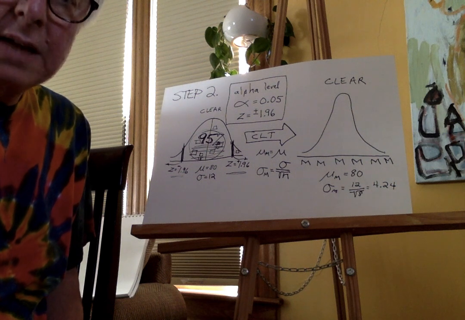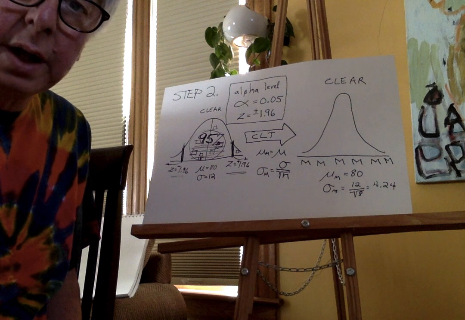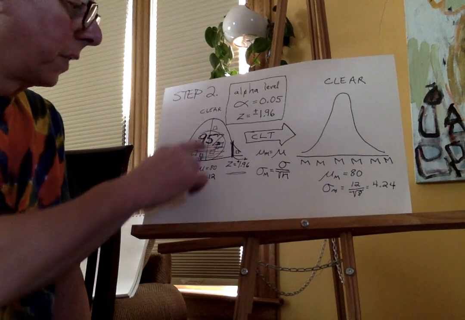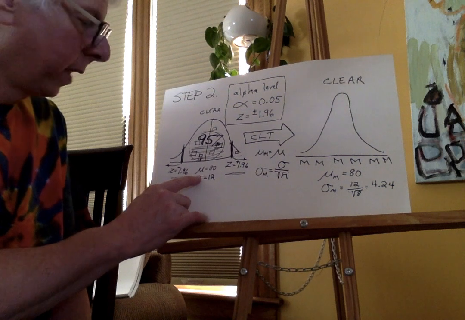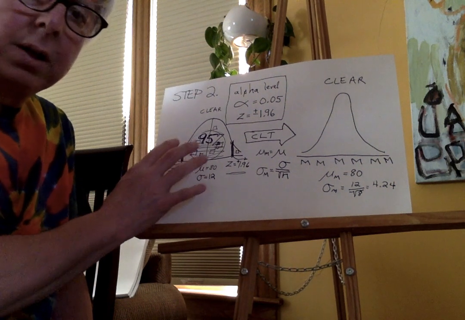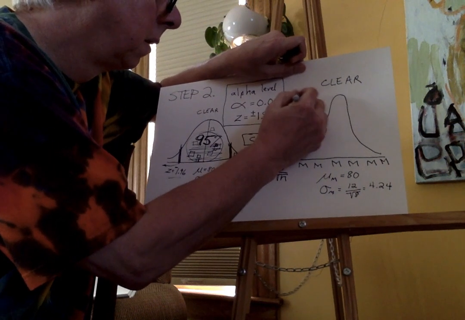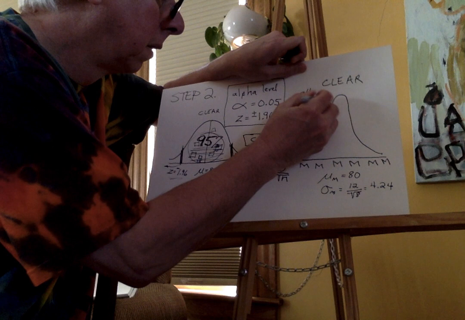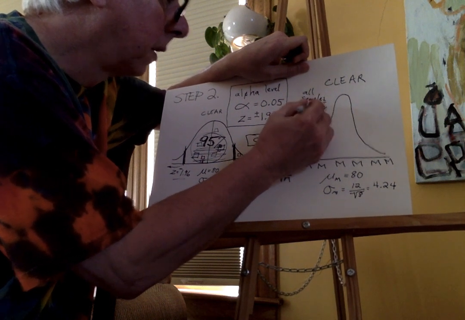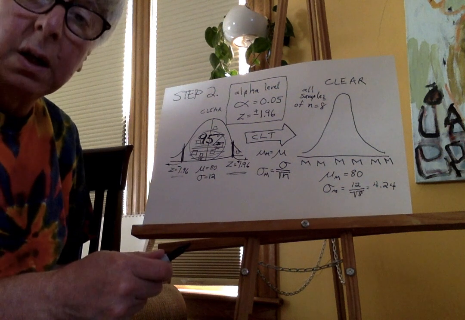If you remember from the last video, and you can take notes on these videos, you can watch the video again. Here's a distribution of individual scores. This is for the clear, okay? There's a mean of 80, standard deviation of 12. I'm going to convert that. This would be all samples of n equal 8. This is for the clear.